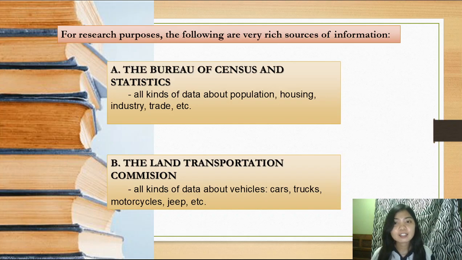And now, for research purposes, the following are very rich sources of information. The first one is the Bureau of Census and Statistics. They are responsible for collecting, compiling, classifying, publishing, and disseminating general purpose statistics. They have all kinds of data about population, housing, industry, trade, and more. And then the Land Transportation Commission. They are responsible for all land transportation in the Philippines. They are tasked with the registration and operation of motor vehicles and the licensing of the conductors and the drivers.